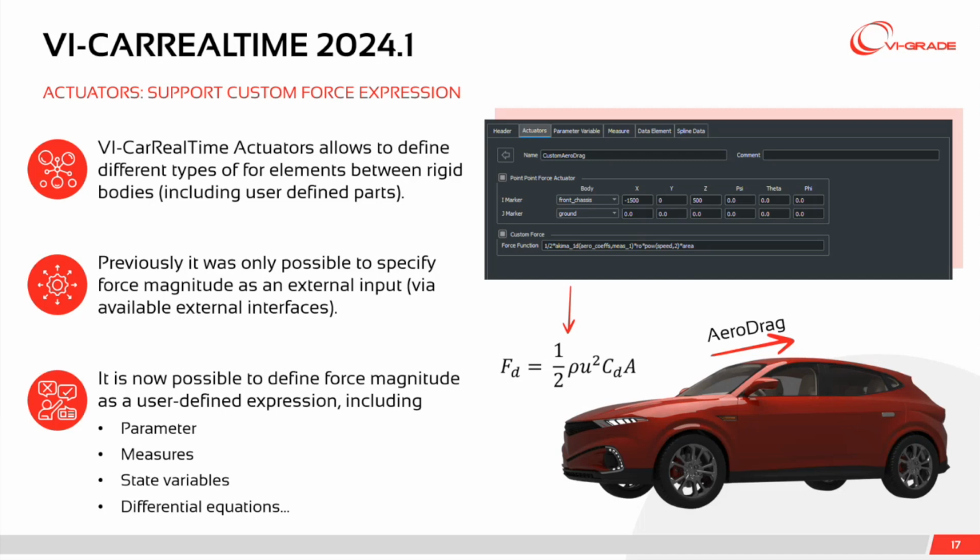But before this latest release, it was only possible to define the topology in VI-CarRealTime, and in order to define the force components, it was necessary to move to a different tool and to use one of the available interfaces to VI-CarRealTime, either an FMU or a Simulink model or a solver plugin. With version 2024.1, we provide the possibility to define the force component magnitude directly in VI-CarRealTime through a pretty flexible expression builder, where the user can combine measures that are basically aliases to VI-CarRealTime outputs, state variables, differential equations, and parameters to build the force as desired.